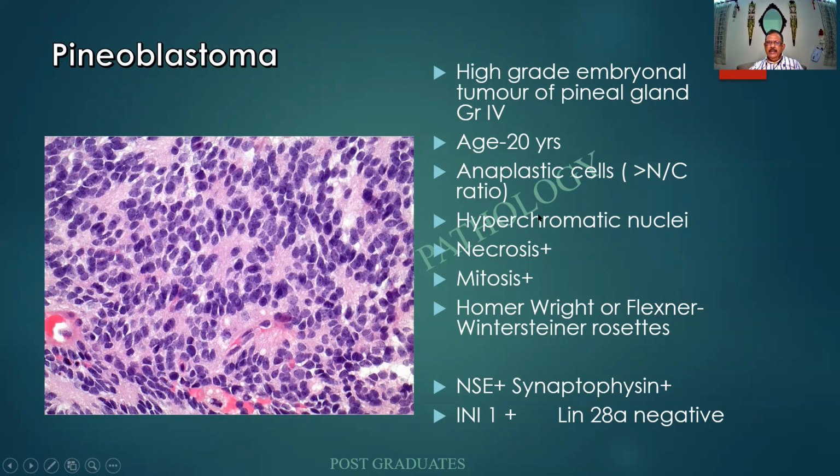There are anaplastic cells with a high nuclear cytoplasmic ratio. Strangely, the pineoblastoma can occur in children of an older age group. The markers are given over here. Kindly make a list of the markers so that you remember.